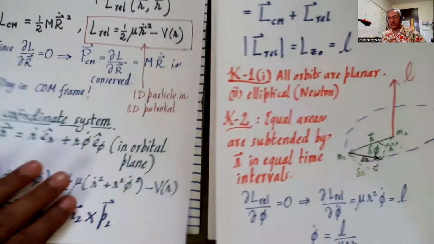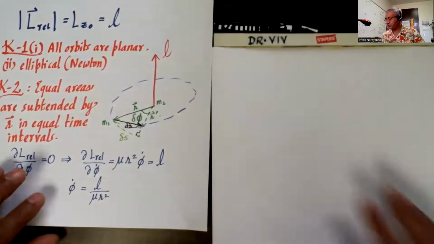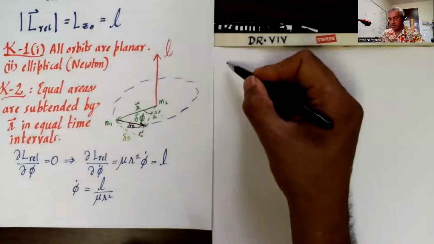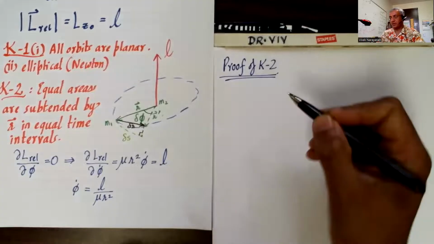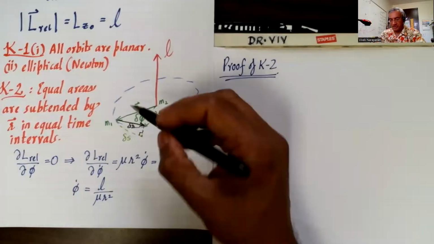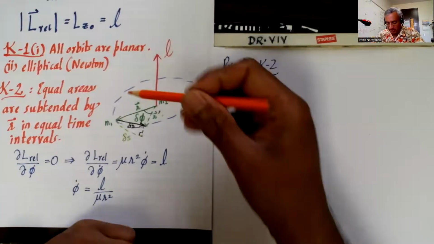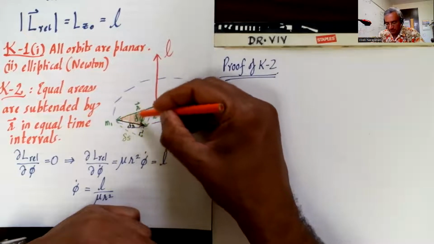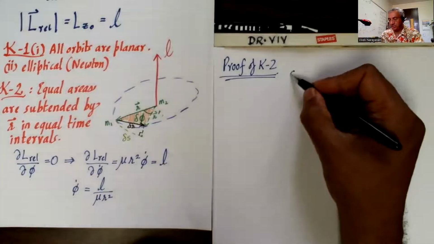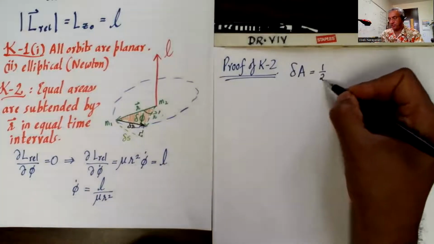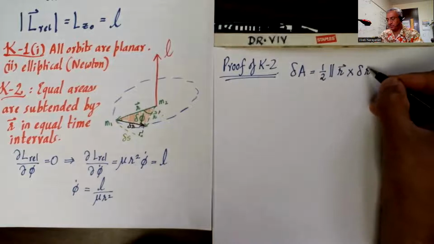Now let's write down a couple of things to prove Kepler's second law. Proof of K2. The proof of K2 goes like this. The area, because K2 is about areas, what is this area we're talking about? It's this area, the pie slice. That area, which we'll call delta A, is going to be half the area of the parallelogram, and the area of a parallelogram is the cross product of the two vectors r and delta r.